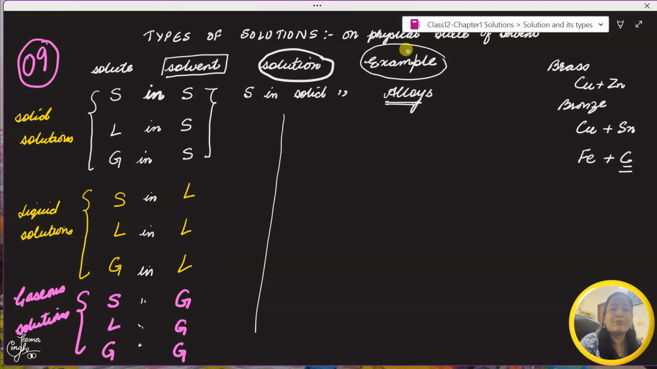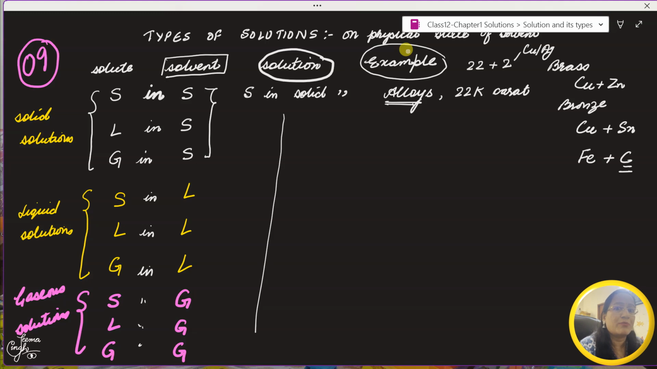Another good example is 22 karat gold. This probably you will not forget, especially girls won't forget. Jewelry. Now, you do not use 24 karat gold, pure gold, to make jewelry because it is very soft. So what you do is you take 22 parts of gold and mix it with 2 parts of either copper or silver. So again, it's an alloy, right? So all these examples, your jewelry, your brass, your bronze, are examples of solid in solid solutions. Clear? Let's move further.